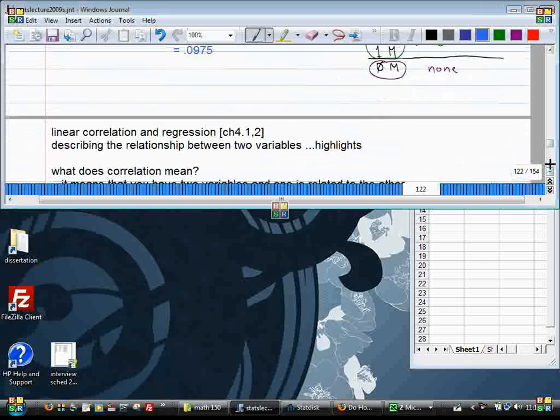So, what we're doing today is called linear correlation and regression. What does that mean? Well, the idea of this topic is that you're going to describe the relationship between two different variables. And we're not doing everything in the book, we're just doing the highlights, what I've pulled out.